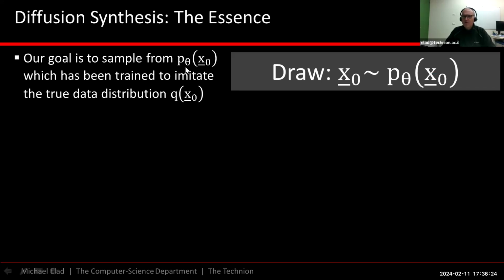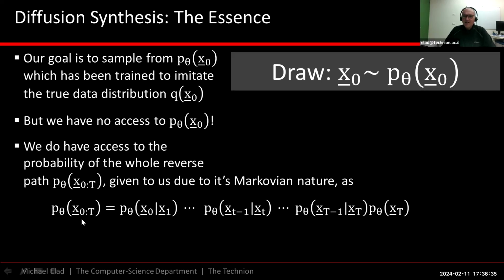We want to sample from P theta of x0, the learned probability of true images. We want to draw images from this distribution. But you don't have access to this distribution. What do? You do have access to the probability of the complete path. And luckily for you, this path is Markovian.